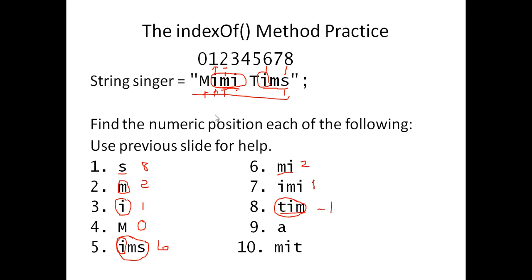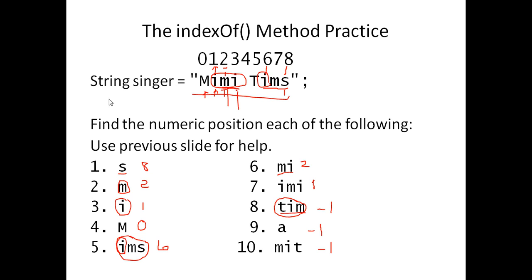An A is not in this string. It's not a substring, so it's a -1. MIT. Well, here's an M and here's an I, but the next character is a space, not a T. So therefore, MIT is not a substring of the string, so it also produces a -1.